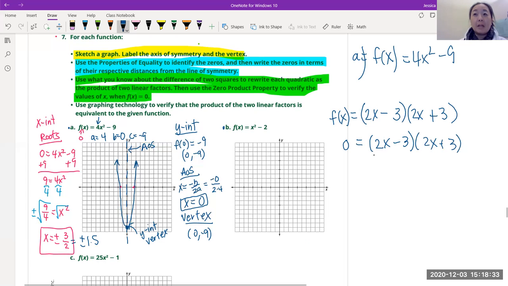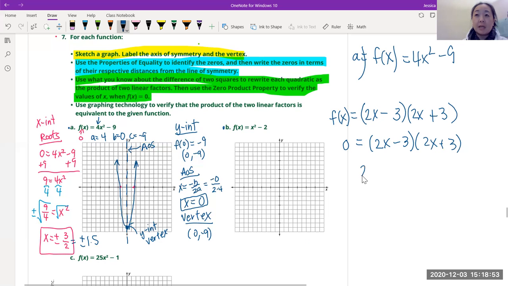Now, here we're multiplying two different numbers. What two numbers can we multiply to get 0? If you know anything about 0, at least one of them has to be 0. Either this one has to be 0 or this one has to be 0, or they both can be 0. It doesn't really matter.